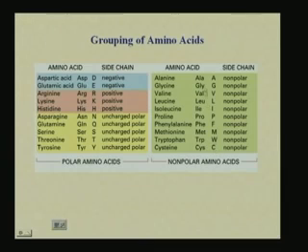Okay? So, what do we have here? We have alanine, glycine, valine, leucine, isoleucine, proline, phenylalanine, methionine, tryptophan and cysteine. Now, the last 3 of these have heteroatoms in them. Okay? Methionine has a sulfur, tryptophan has a nitrogen and cysteine also has a sulfur.